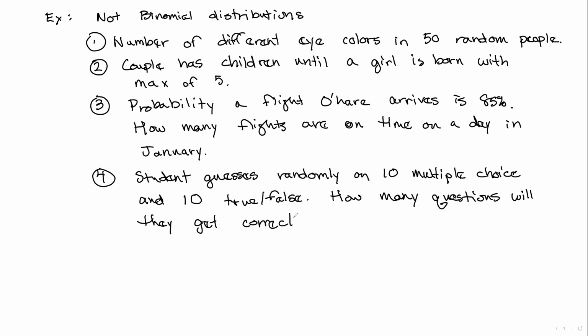So each one of these does not meet the binomial distribution criteria. Why is that? If you're guessing the number of different eye colors, then there are more than 2 outcomes. You can guess blue or brown, but what other eye colors are there? Green, and I guess different shades. Anyway, there are more than 2 outcomes, and that's the problem.